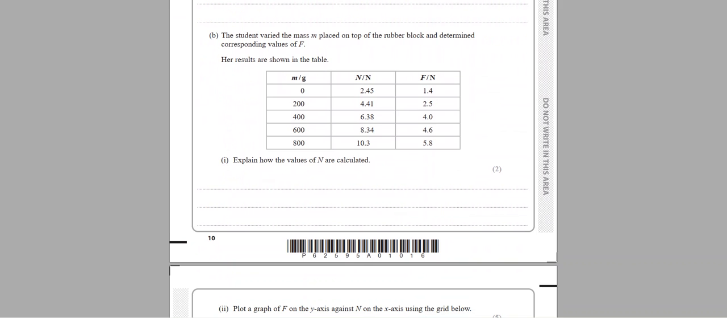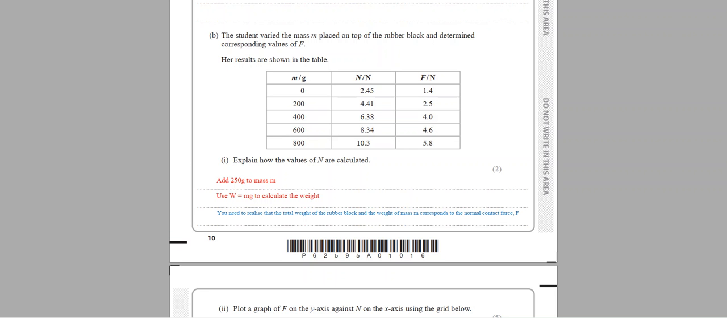The student varied mass m placed on top of a rubber block and determined the corresponding values of F. The results are shown in the table. Explain how the values of N are calculated. Use W equals mg to calculate the weight. Add 250 grams to the mass m.